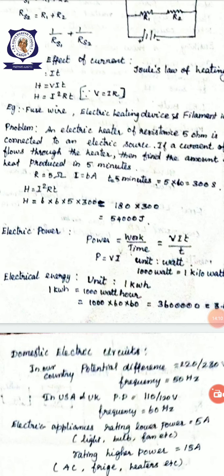So substitute the values of I, R and T. I square is 6 into 6, R value is 5, then T value is 300. You may get 54,000 joules. So 54,000 joules of energy is produced in 5 minutes. Is it clear?